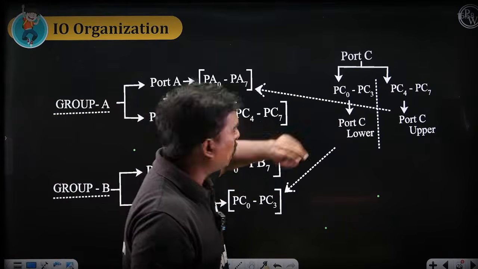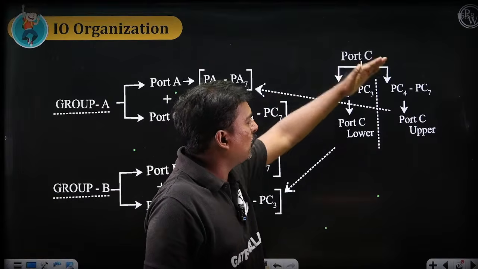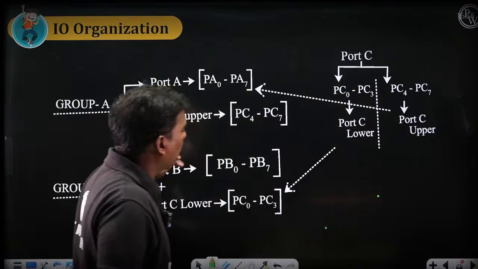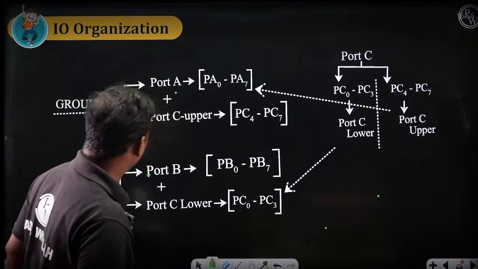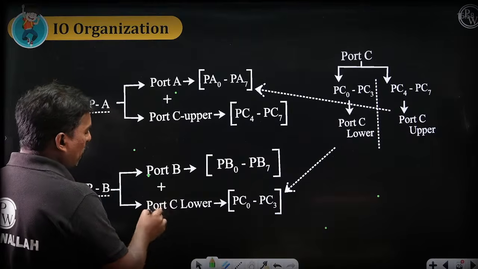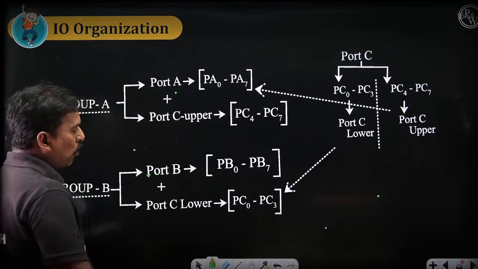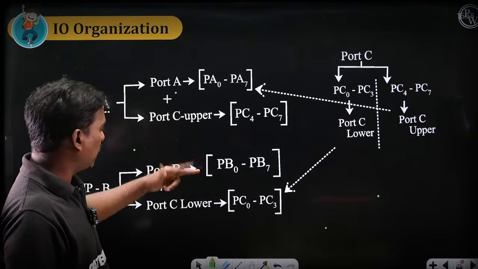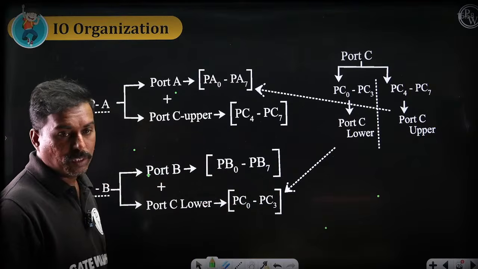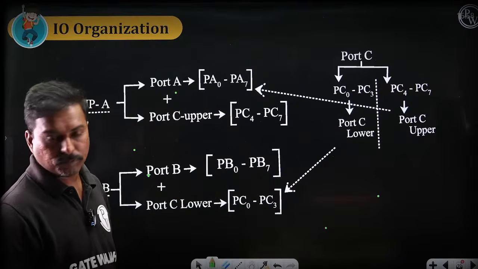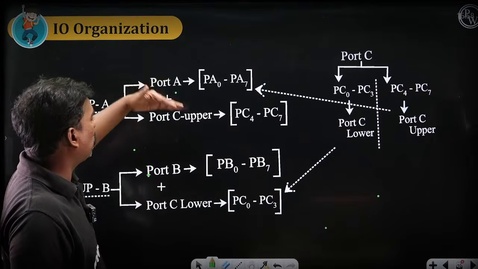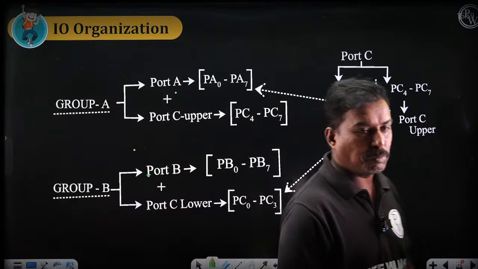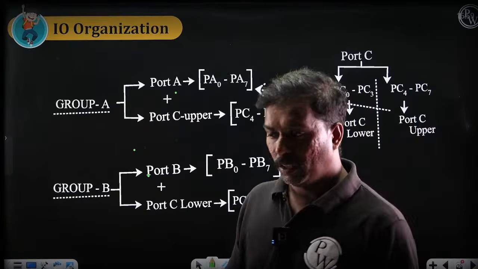As I told you, port C is divided into two parts, PC0 to PC3 and PC4 to PC7. So this is port C upper, this is port C lower. In group B, we are having port B plus port C lower. Port B is PB0 to PB7, port C lower is PC0 to PC3. So this is port A, this is port C upper, this is port B, port C lower. Make a note of these points. Group A, group B. Two groups.